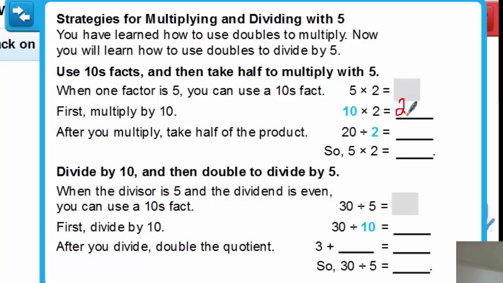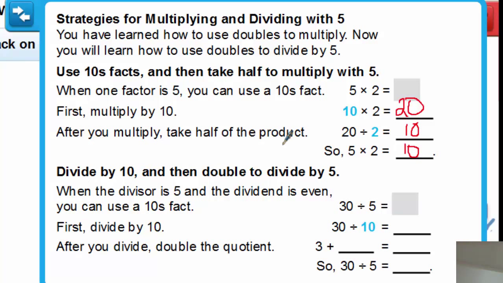And then we're going to take 20 and we're going to divide that by 2. We're going to half the 20. 20 divided by 2 is 10. So 5 times 2 is 10. Okay, that's one way to multiply with 5. Now let's look at a way that we can divide with 5.